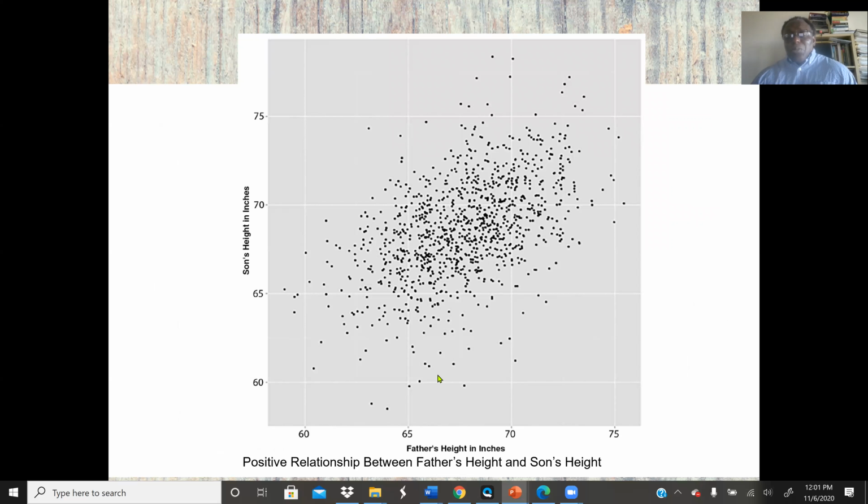So this is an example again for a positive relationship between father's height and son's height. You can see that based on the data, when father's height is increasing to the right, the son's height is also increasing to the top, because it's the y-axis. The father's height is the x-axis. So the pattern of the dots here tells us we have an increasing relationship between father's height and son's height.